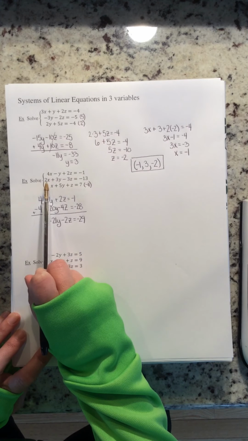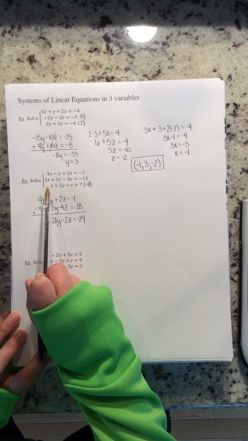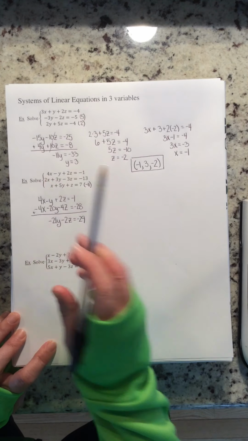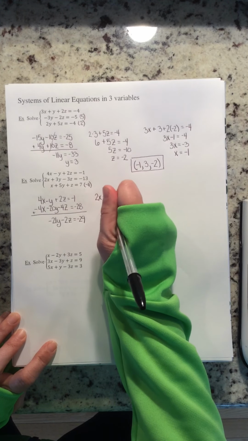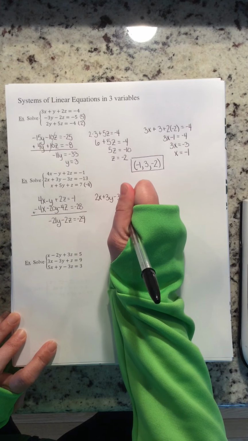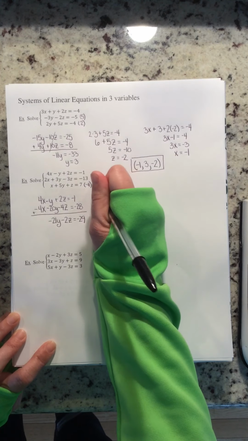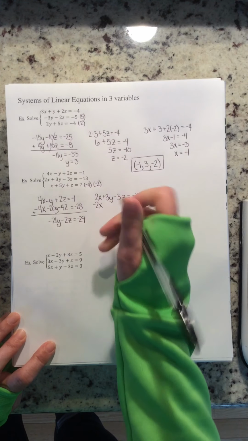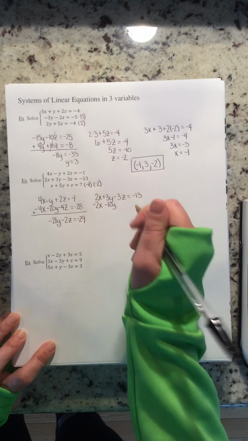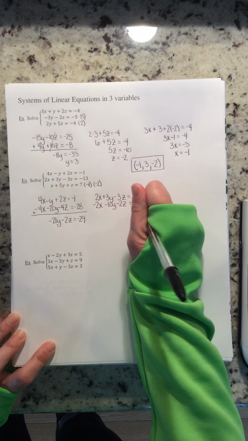In fact, if I wanted to eliminate x again, I could leave that 2x alone and then multiply the bottom this time by a negative 2, and x would disappear once again. So I'm going to copy the middle equation exactly as it is, 2x plus 3y minus 3z is equal to negative 13. And now I'm going to multiply the bottom this time by a negative 2 to get a negative 2x, a negative 10y, a negative 2z, and on the other side that will be equal to a negative 14.